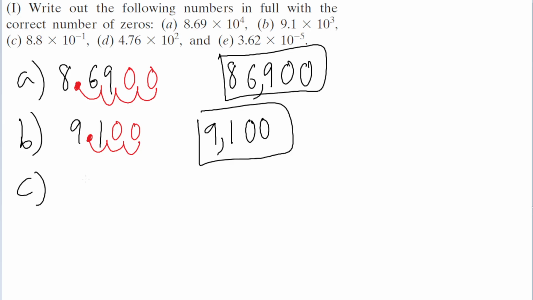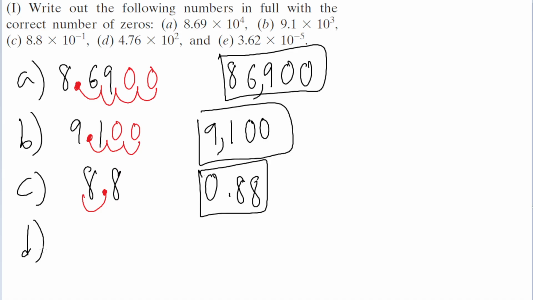Part C, the number is 8.8 times 10 to the power of negative 1. This time our exponent is negative, so we're going to be wanting to move the decimal point to the left because we'll effectively be making the coefficient's value smaller. So here's where the decimal point is, and we're moving it 1 hump to the left. 1. This means that the decimal point is now to the left of that first 8, and the new value is 0.88.